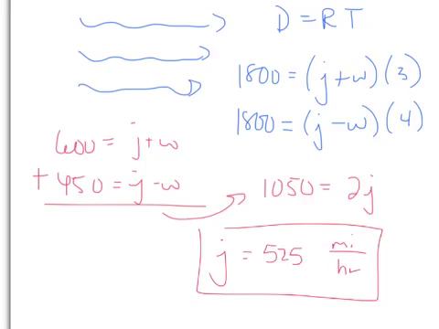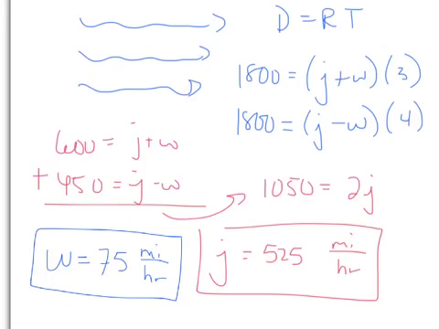Well, if the jet is 525 miles per hour, and we go back and look at this equation right here, we can remember that this must have to be 75. 525 plus 75 equals 600. So the wind speed in this problem is 75 miles per hour. As a verbal statement, we could say that the jet speed is 525 miles per hour, and the wind speed, which is the jet stream, is 75 miles per hour.